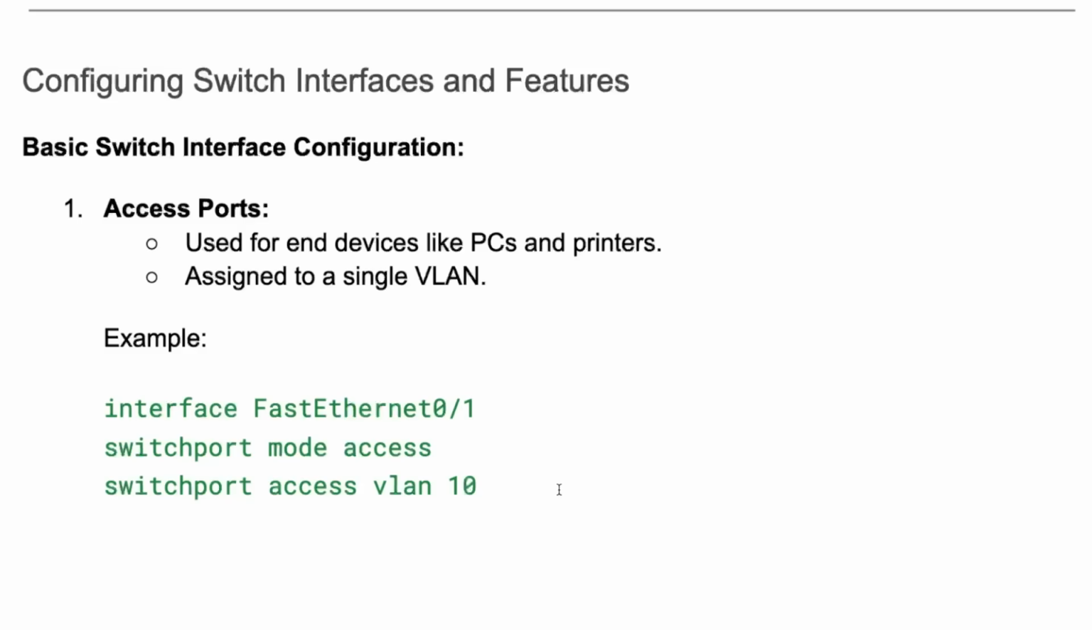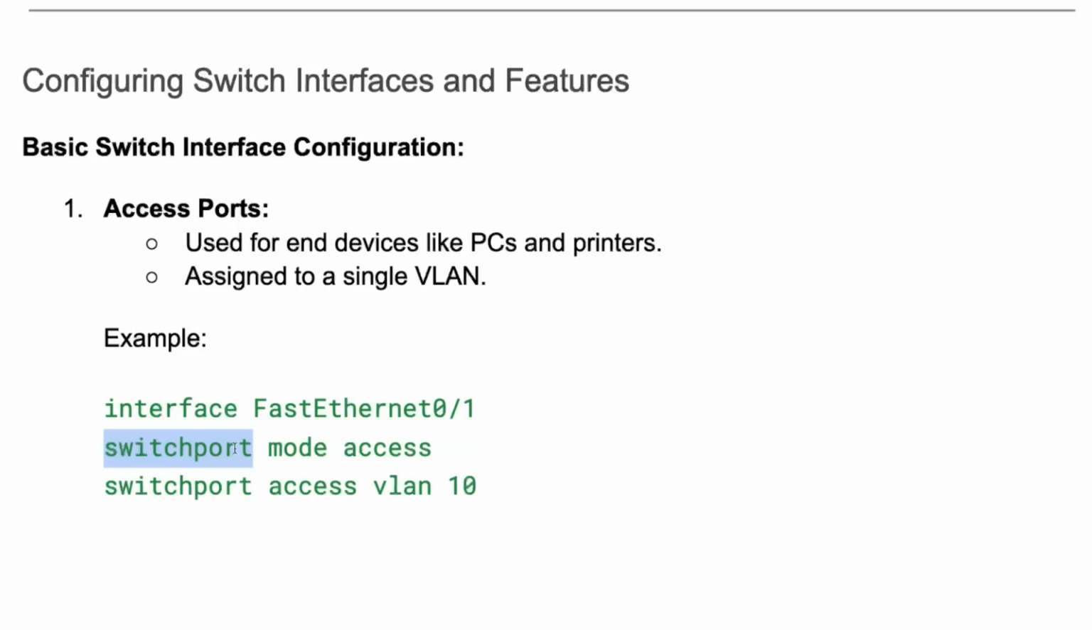Okay, so this is a very basic switch interface configuration flow that we see right here. The first command would be interface, and then you choose the name of the interface. So you say interface FastEthernet 0/1, and now you're working on this particular interface.